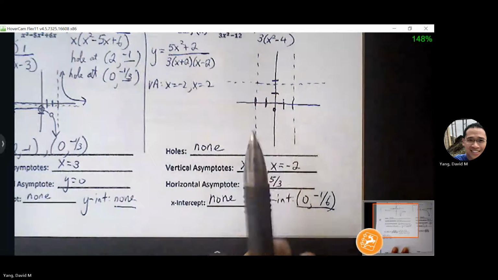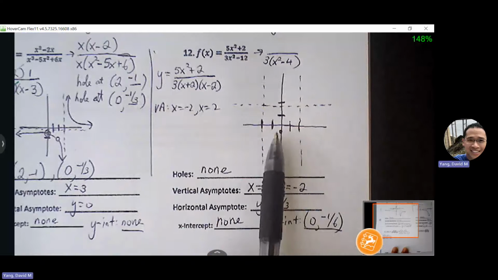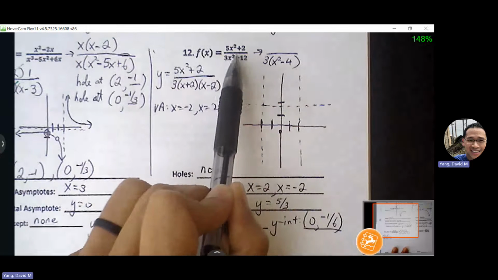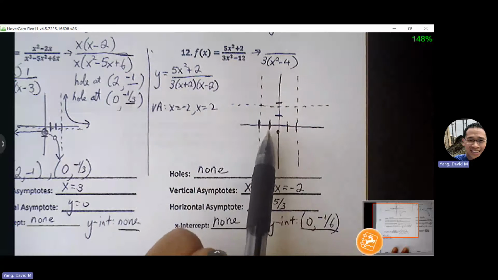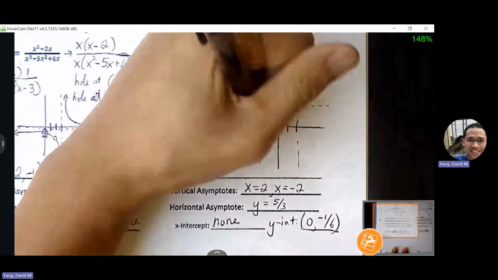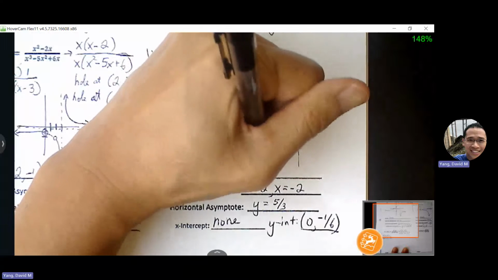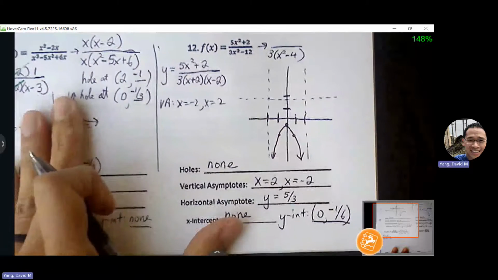So let's say I want to have an idea how the graph is going to look in this middle region. If I plug in 1, I'll get 7 over -9. If I plug in -1, I'll get the same thing, 7 over -9. So that tells me that both points are below and they're going to be kind of symmetrical. So it's going to be kind of parabola shaped in that middle region.